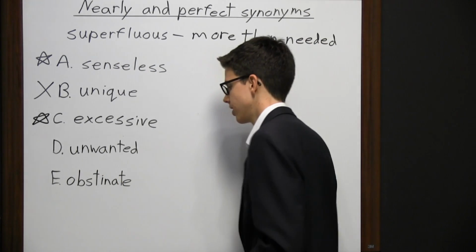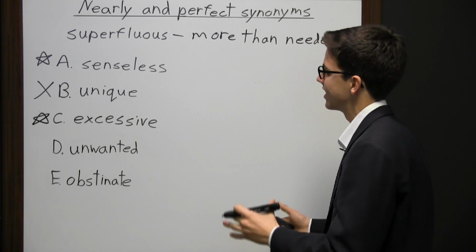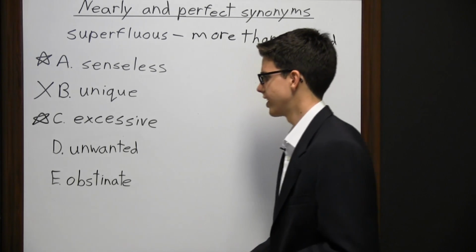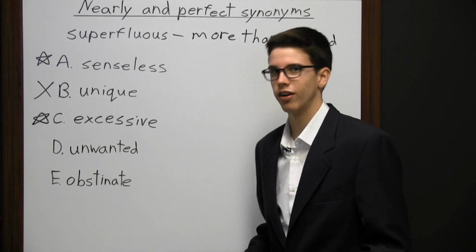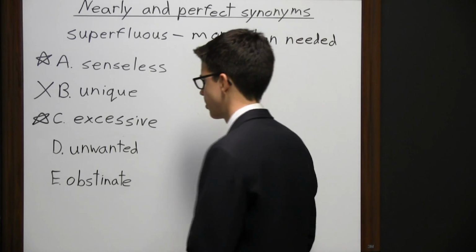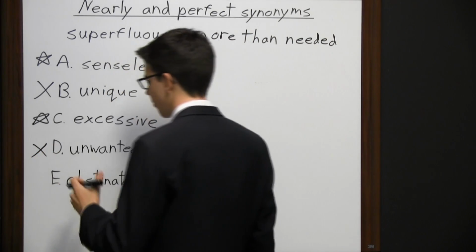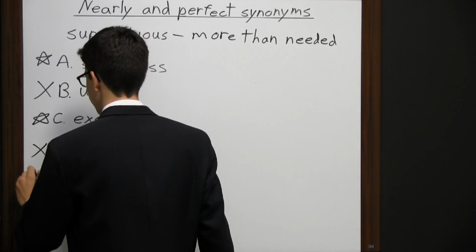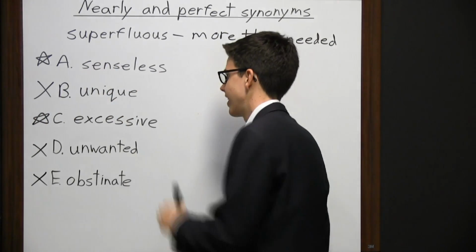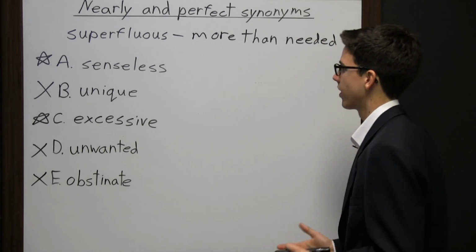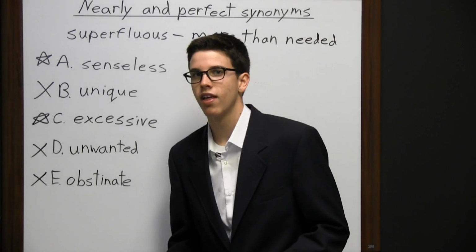D is unwanted. We could say that superfluous means unwanted because if you use more words than necessary, then you could say some of those words are unwanted. But I would say that excessive is a closer synonym than unwanted. So we'll X that out as well. Then we come to E, which means obstinate. That obviously is not a synonym for superfluous. So we come down to senseless and excessive. And so we're not going to find a word that means exactly the same thing as superfluous, but we can find a word that is very close.